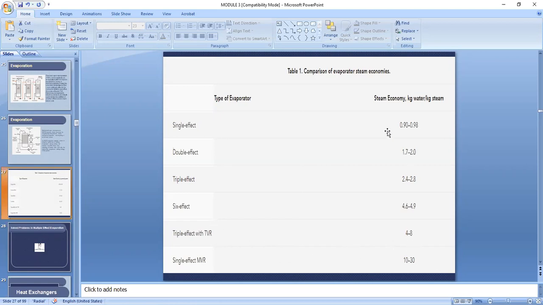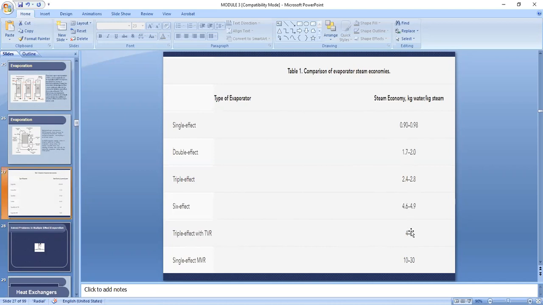Why present this table to you? Because it actually comes out in the quiz bowls. What is the expected steam economy for a triple effect evaporator system? So when you are asked for that, you just get the average of this, 2.4 plus 2.8 divided by 2.